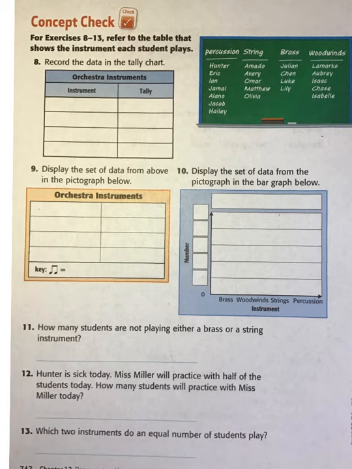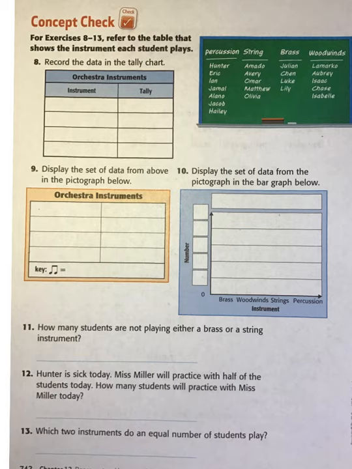Okay, so let's start with number 8. It wants us to record the data in a tally chart. So this is the data that we're going to use to record. We are going to write down the different instruments, 1, 2, 3, 4. And then we're going to give tally marks for each person or child under that instrument. So it looks like these are the students that play a particular instrument.